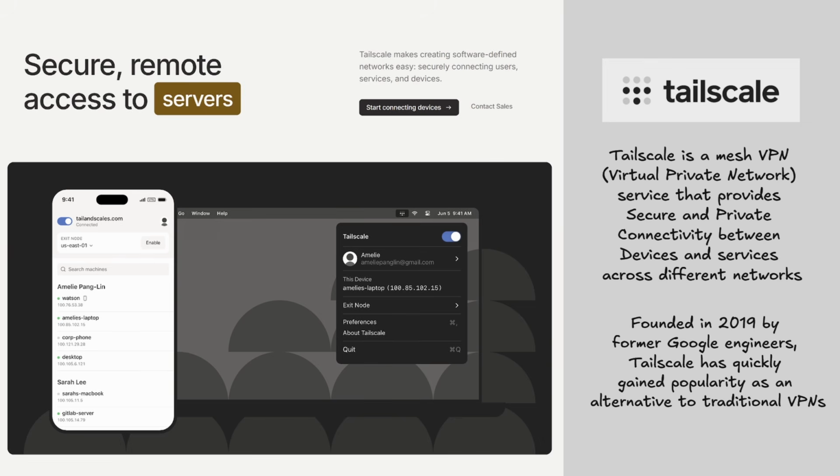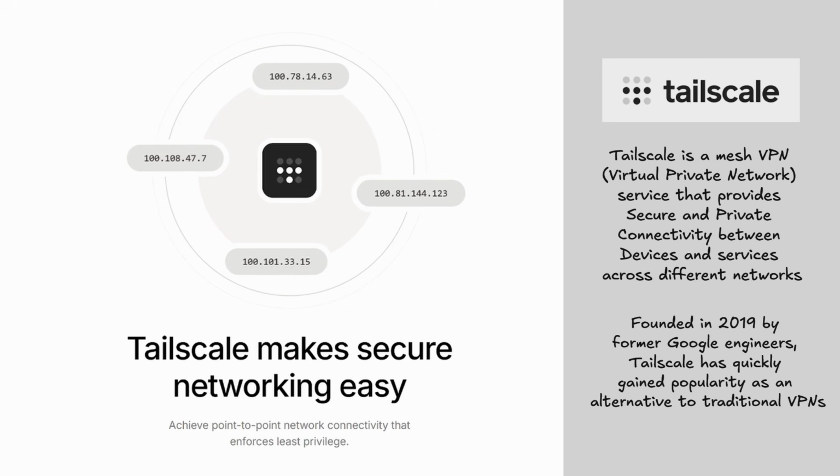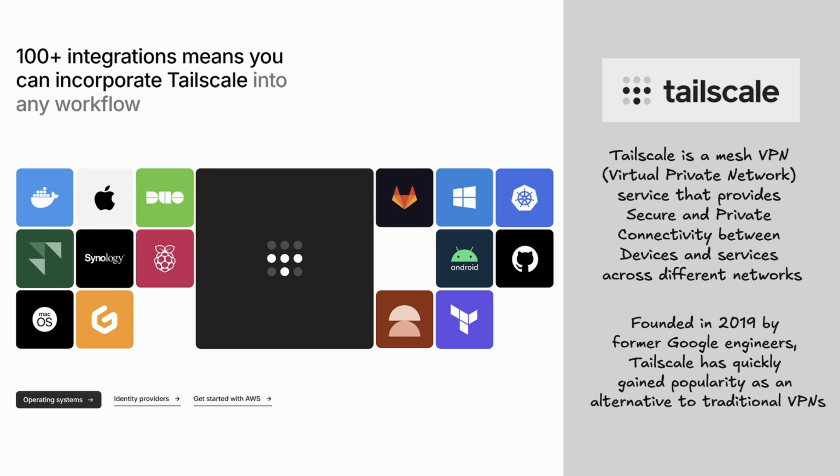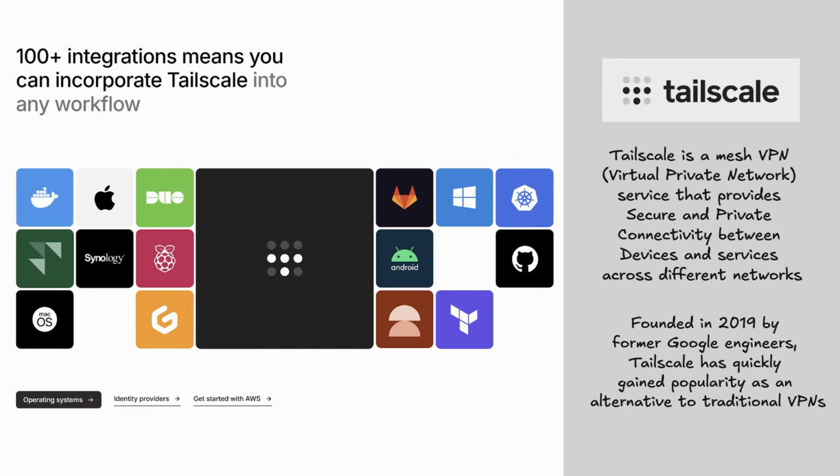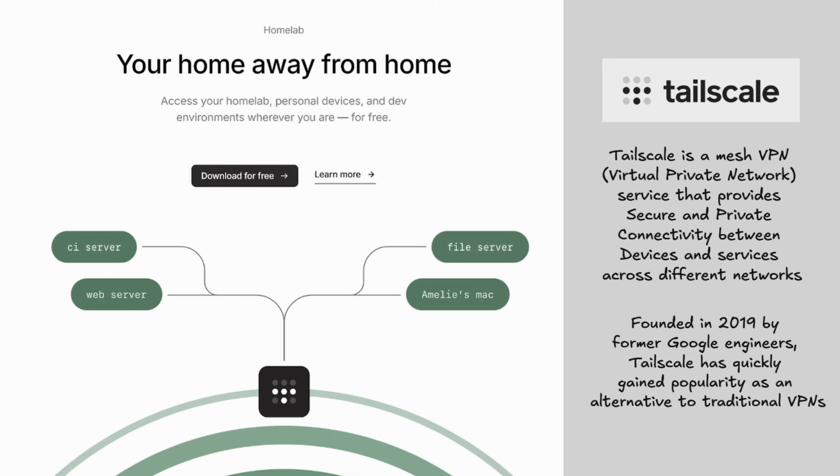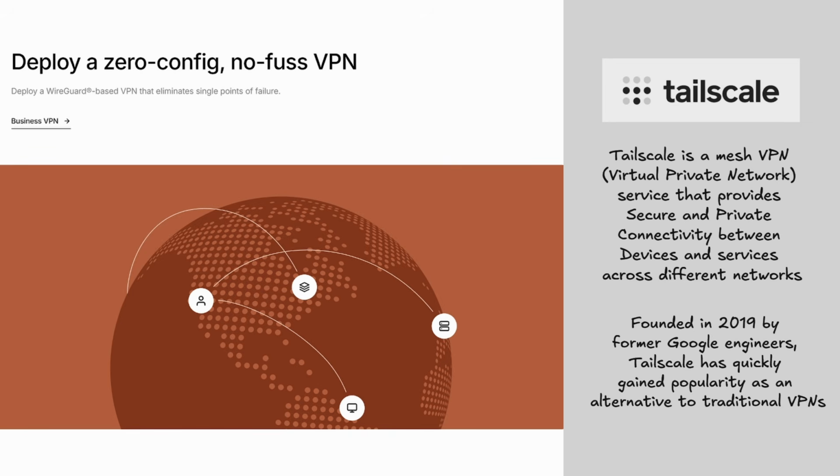Tailscale is a mesh VPN service that provides secure and private connections between devices and services across different networks. It was founded in 2019 by former Google engineers. Tailscale has quickly gained popularity as an alternative to traditional VPNs.